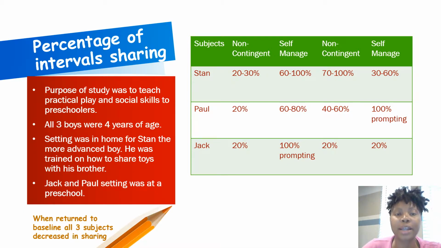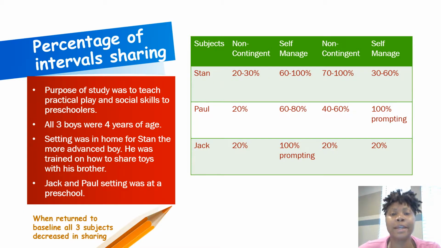Jack and Paul's setting was at preschool. It didn't specify whether Jack and Paul and Stan actually all were students at the preschool. But at any rate, Jack and Paul both were students at this particular preschool.